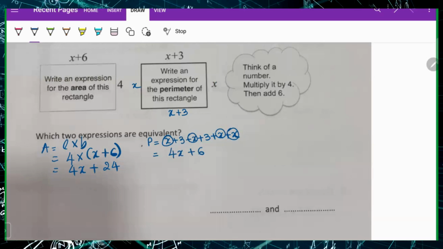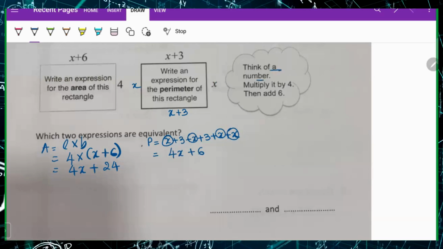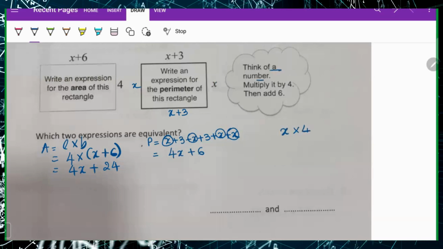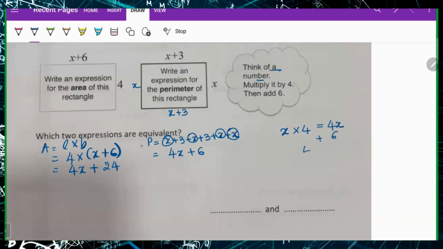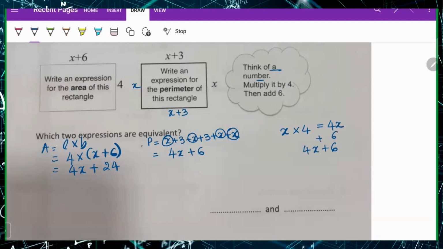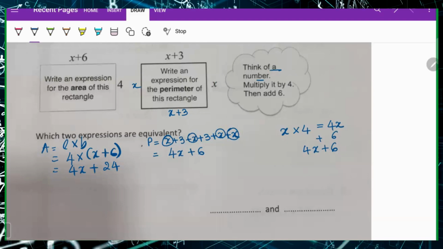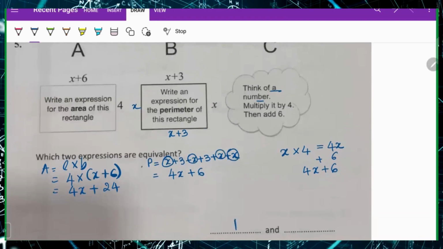Now, it says think of a number. Let's say you get 4x and then you add 6. So your answer will be 4x plus 6. So which one of the two is equivalent? Your answer is B and C.